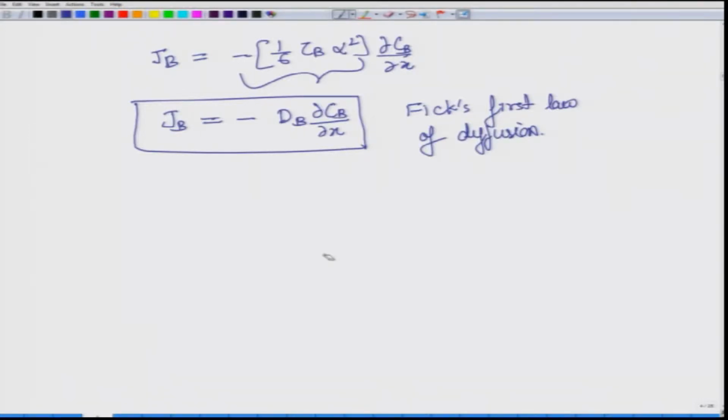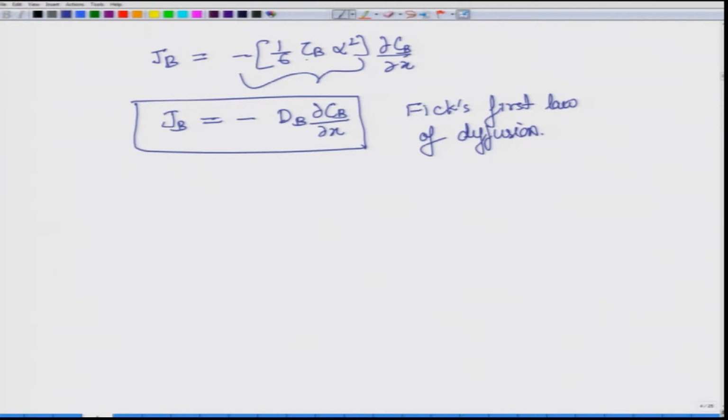Okay, so let us get back to where we left last time. We derived this relation for diffusion flux, which has a form like this: minus 1 by 6 tau b alpha square, multiplied by the concentration gradient. Since the flux goes in the direction where the concentration is decreasing, there is a negative sign, and together we have lumped it to call it dB. Now, there are a few more things that we need to learn at this stage.